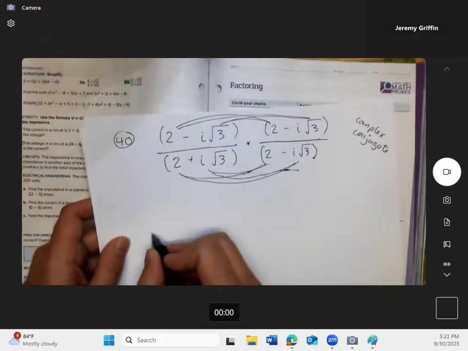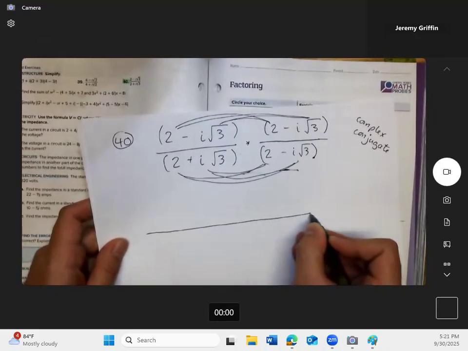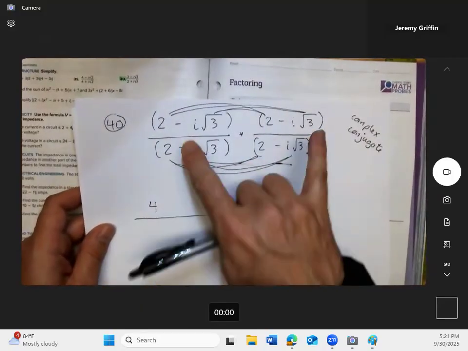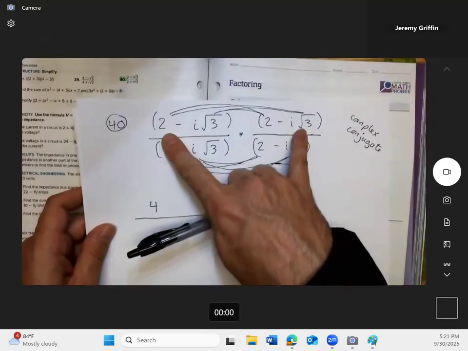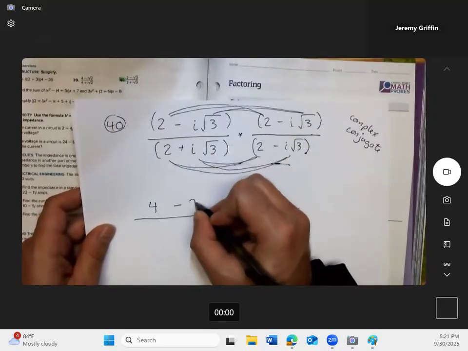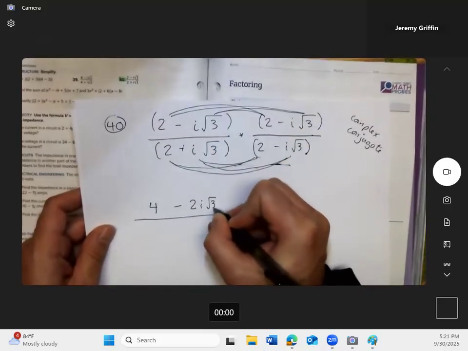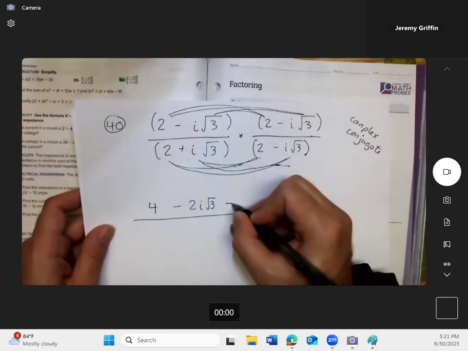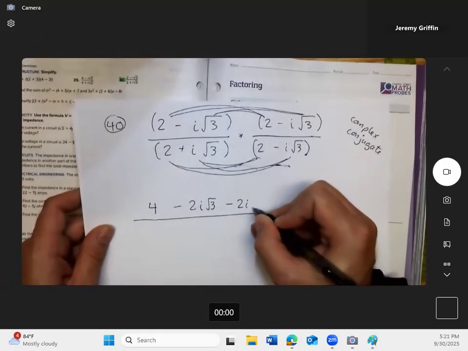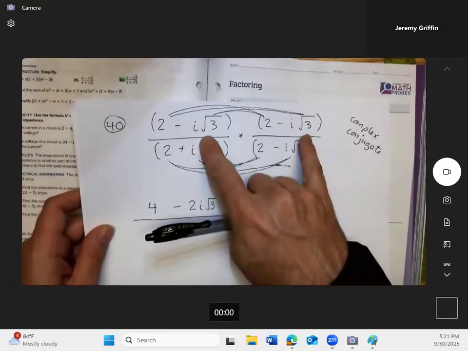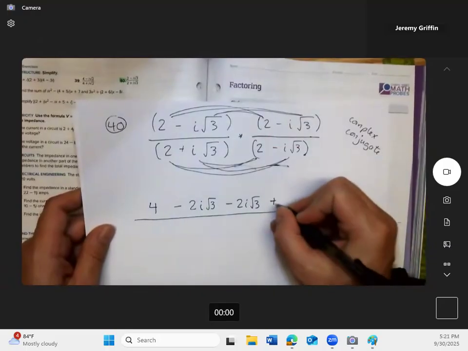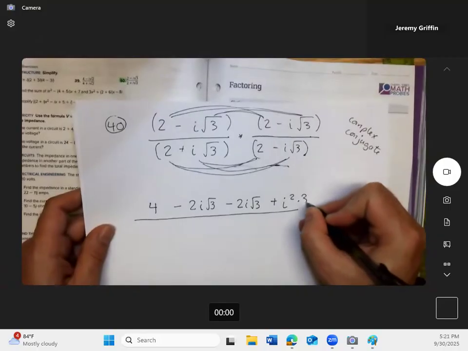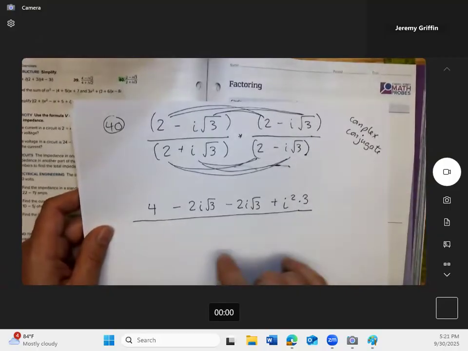Right? So we'll FOIL the numerator and the denominator, make a big old fraction here and see what happens. So 2 times 2 is 4. Then outside 2i root 3, and it's minus, so minus 2i root 3. Then inside 2i root 3, so that's another minus 2i root 3. And then, okay, minus minus makes plus. We got an i squared, and root 3 times root 3 is 3. Okay, like that. How about denominator?